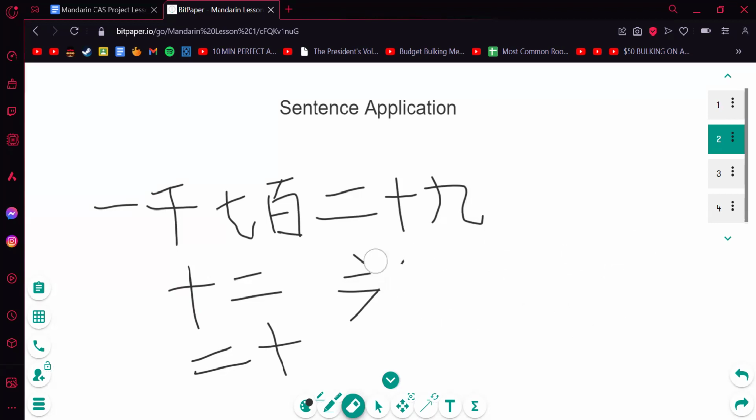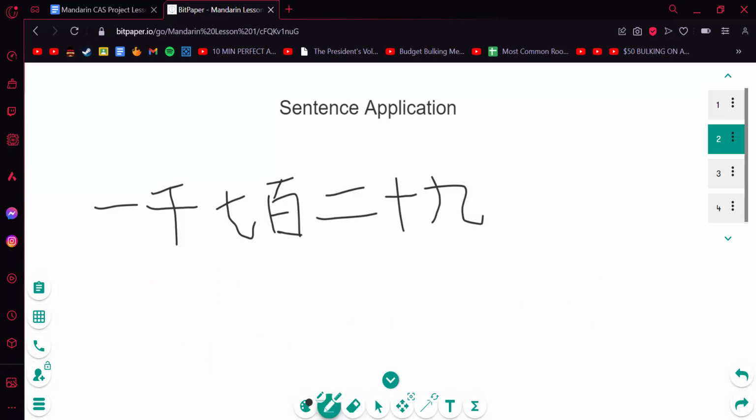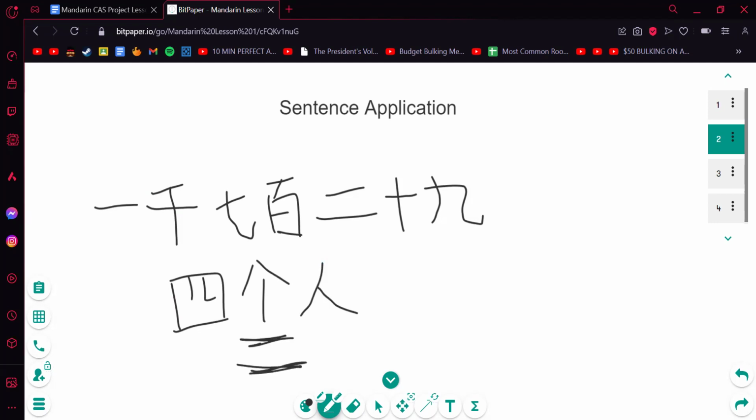Now let's say I want to use the measure words. So let's say I'm counting something, right? If I say, oh, I see four people, right? Well, we're just going to say four people for now. So 四, that's four. 个, the measure word, and 人, which is people. And you have to use 个 because this is the measure word indicating people.